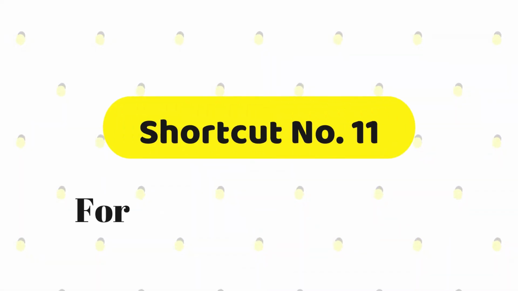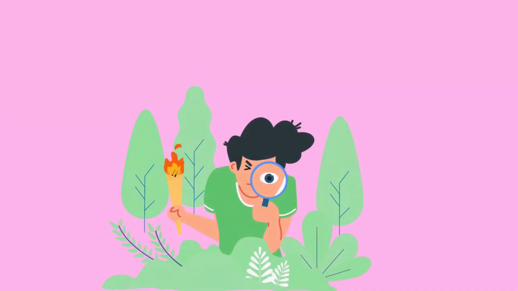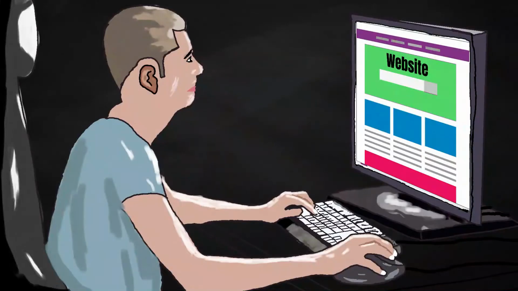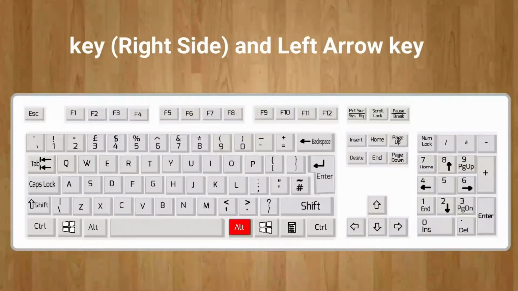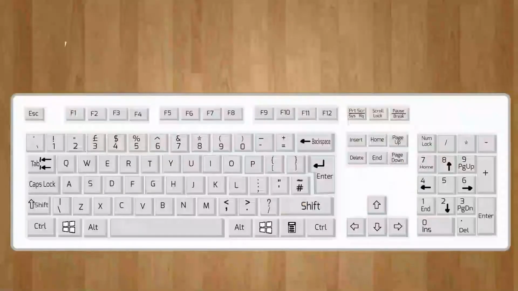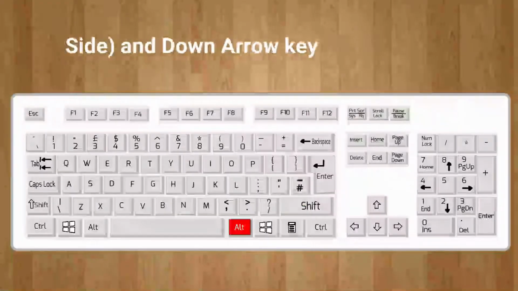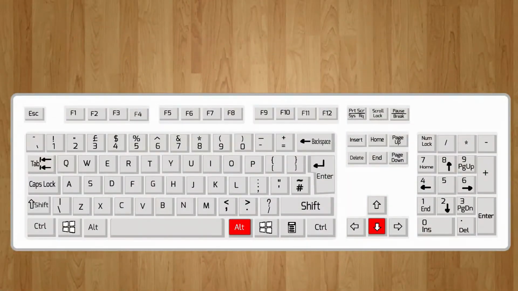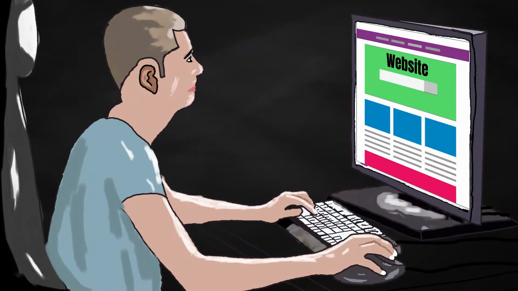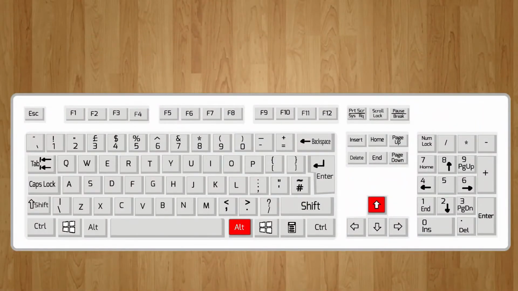Shortcut number 11, for rotating your screen. I don't know what is the benefit of this feature, but it may work for you. To rotate left, press the Alt key on your right side and left arrow. To rotate right, press that Alt key and right arrow. To rotate reverse, press the Alt key and down arrow. And to make your screen normal as before, press the Alt key and up arrow.